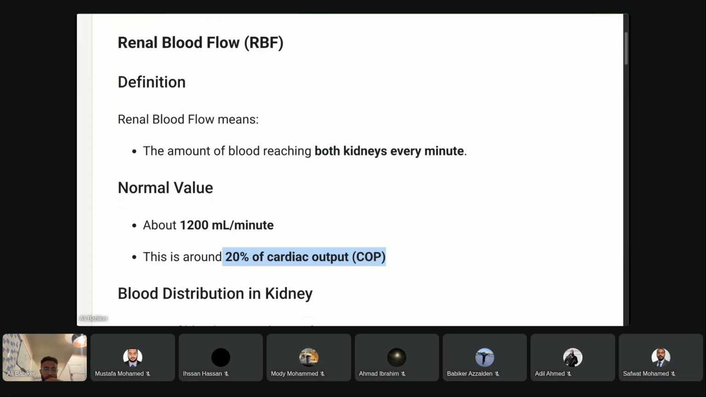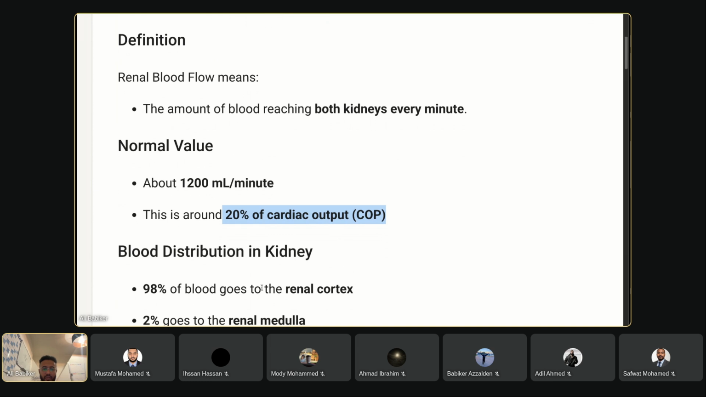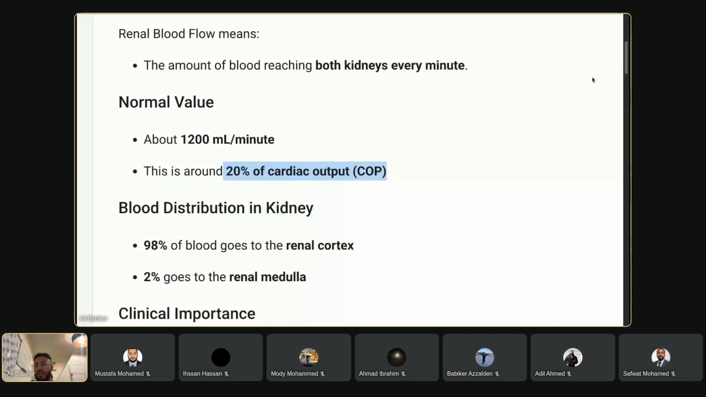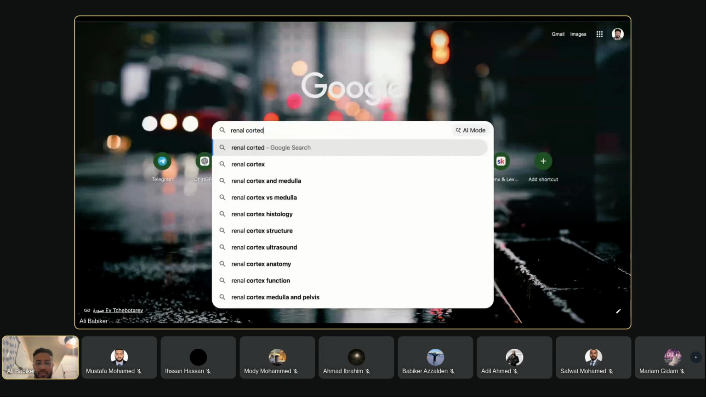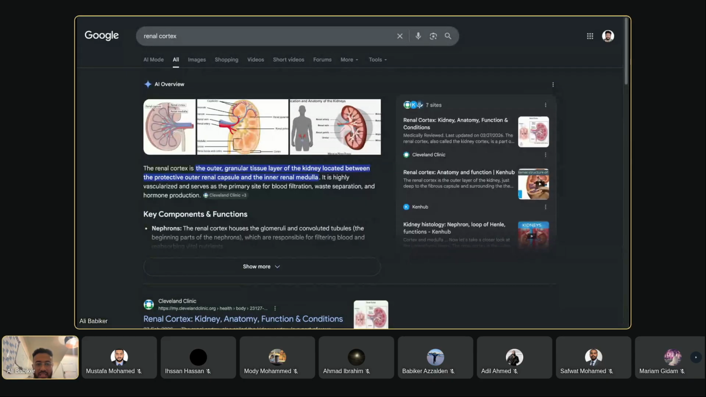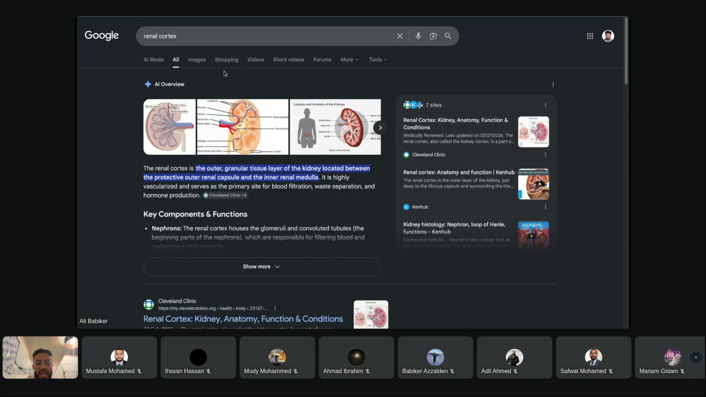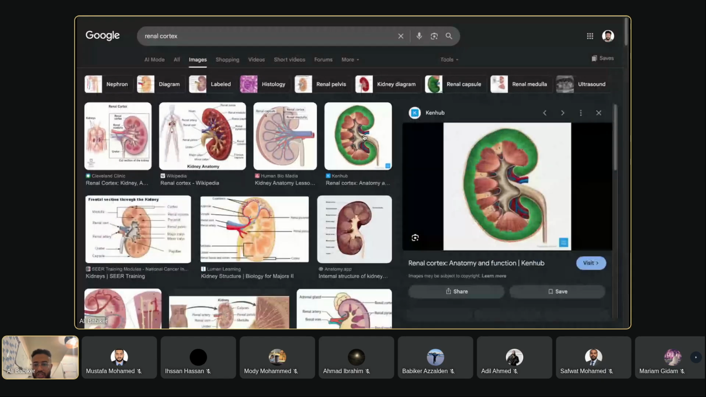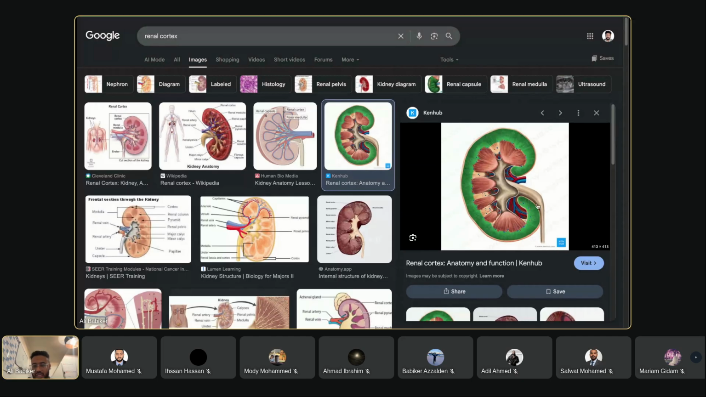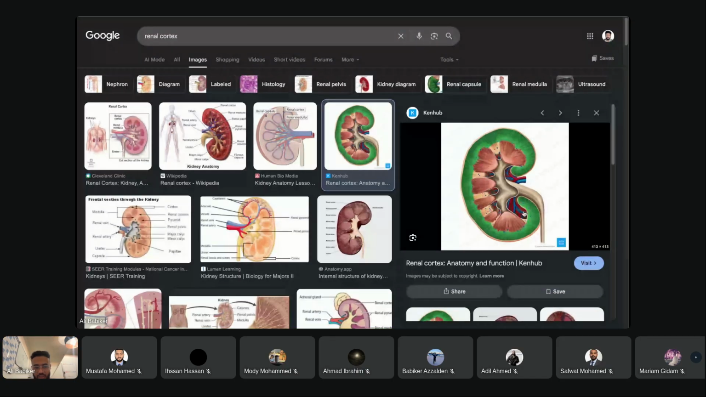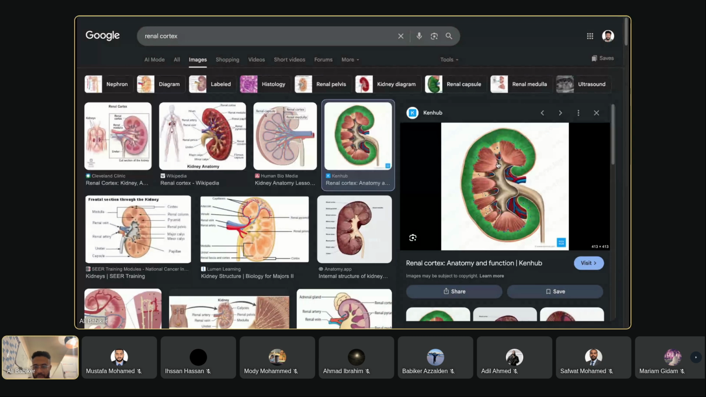Okay? Blood distribution in the kidney: 98% of the blood goes to the renal cortex and 2% goes to the renal medulla. Okay, let me show you the renal cortex. Why is that? Because the renal cortex is the one that has most of the nephrons, and the renal cortex is the one responsible for the filtration. Do you see? The green one is the renal cortex, and this is the medulla. So 98% of the blood goes to the renal cortex.